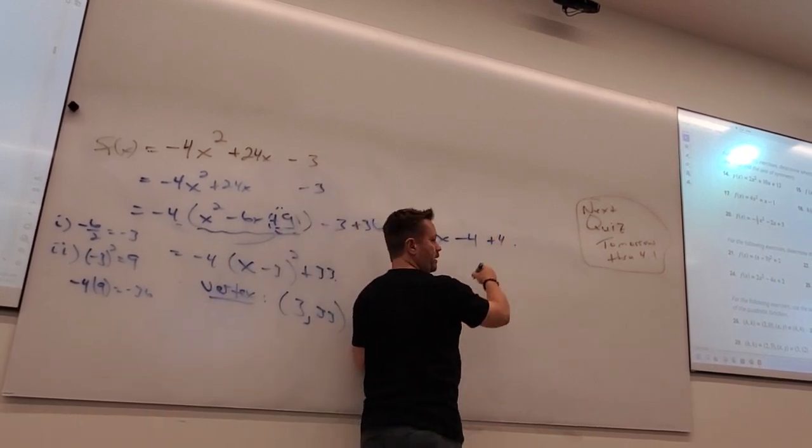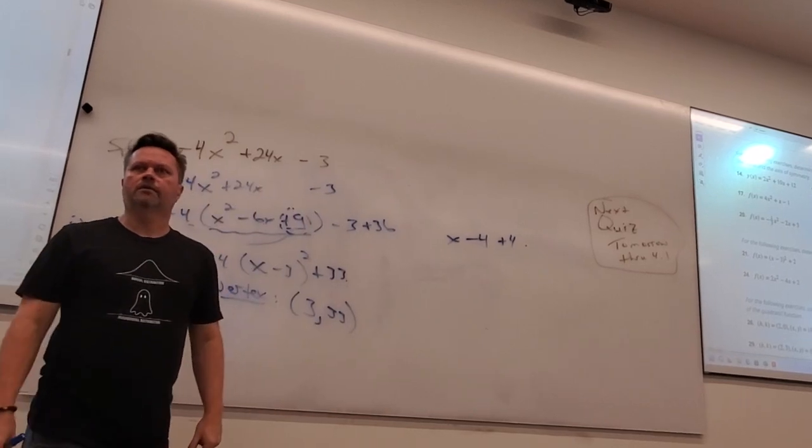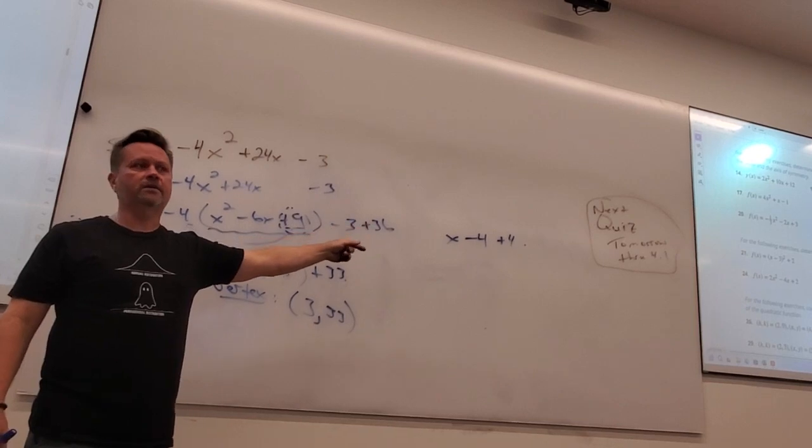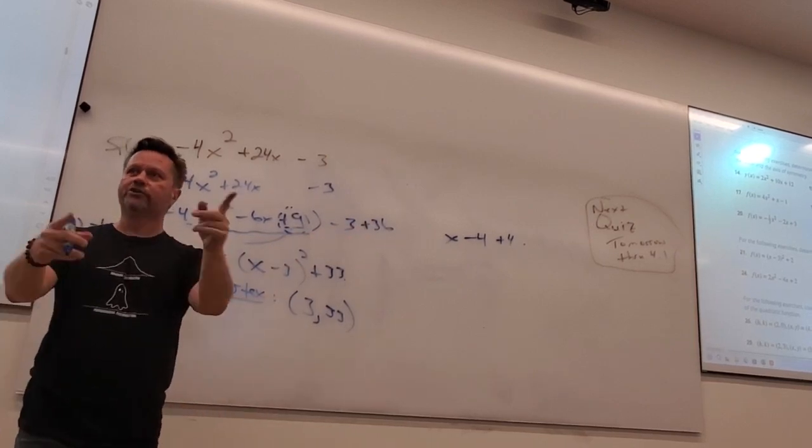Add in the 4 back. Add 4, yeah. I got to undo what I just did. That's silly, that doesn't do anything for us, right? There's no way I would tell you to go subtract 4. No, add 4. Look at you.